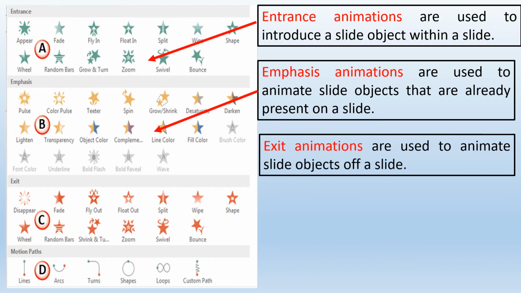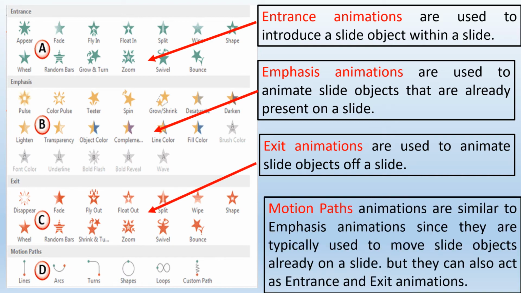And the next one is exit animation. These are used to take off our objects from the slides. How do you do this with the exit effect? We can give exit animations to make our objects go out from our slides.